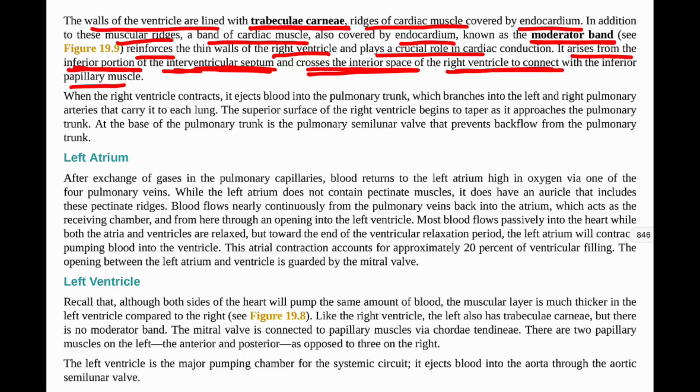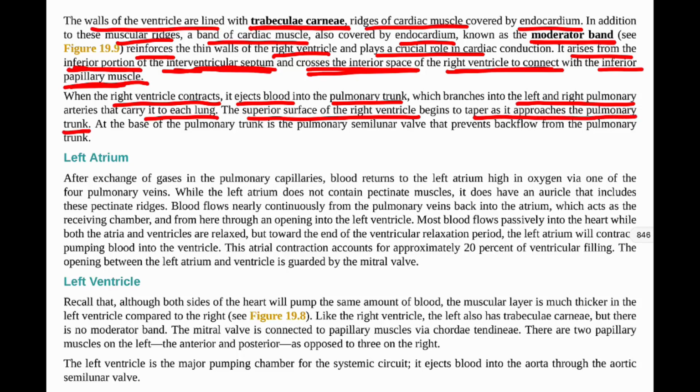The superior surface of the right ventricle begins to taper as it approaches the pulmonary trunk. So then at the base of the pulmonary trunk is the pulmonary semilunar valve, which we already took a look at, that prevents backflow from the pulmonary trunk. So once we have forced the blood out of our right ventricle, pushed it out into the pulmonary trunk, then when there is a relaxing of the heart muscle, we don't want it to flow back down the pulmonary trunk into the ventricle. So we have this semilunar valve that is going to allow the blood to pool up in it, preventing it from going back into the heart. And then when we have the next contraction, it's just going to push it through the pulmonary trunk again.